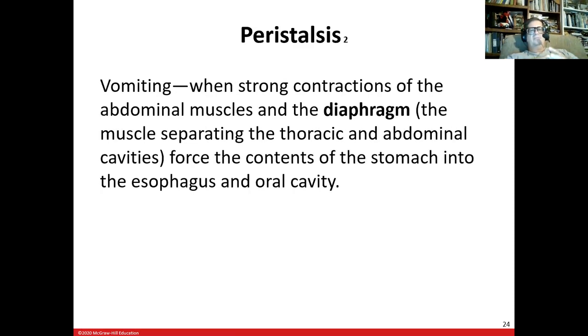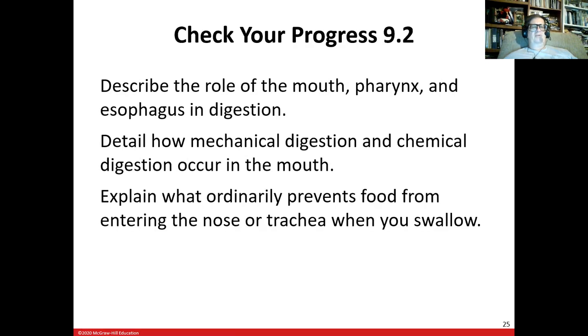All right, let's talk about vomiting. If you get real strong contractions of your abdominal muscles and diaphragm, you can force the contents of the stomach into the esophagus and oral cavity. Like I said, a little bit of that we'd call reflux, but a large amount, you vomit. That stuff that went down into the stomach is coming right back up.